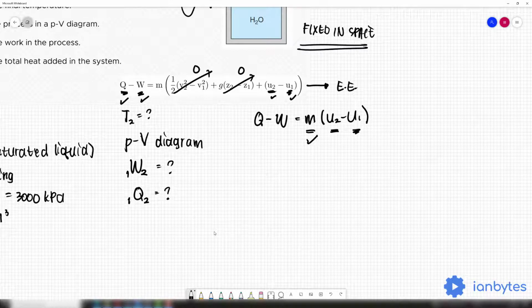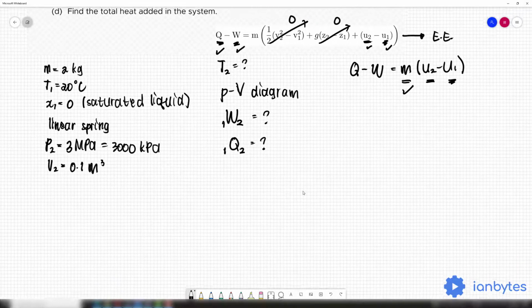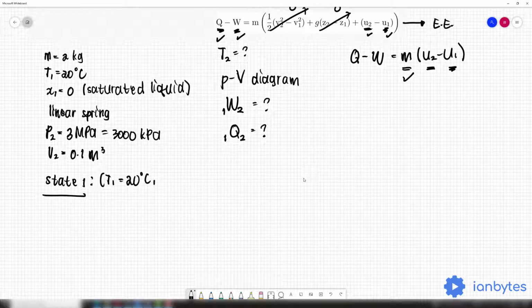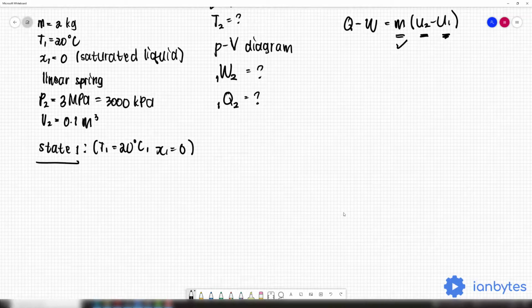Now, let's define each state points using our thermodynamic tables. So, we have state 1. Alam natin at the initial state, the temperature is equal to 20 degrees Celsius and the quality is equal to 0 because it is saturated liquid. Can we fully define the state already? Actually, the answer is yes because we already have the temperature at alam natin na ito ay saturated liquid. Alam natin yung quality.